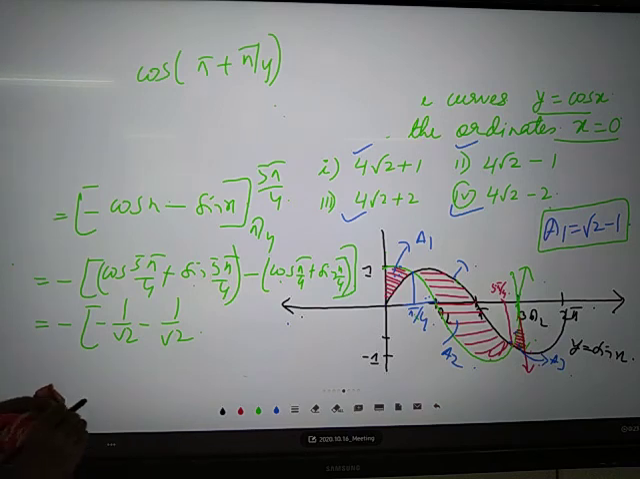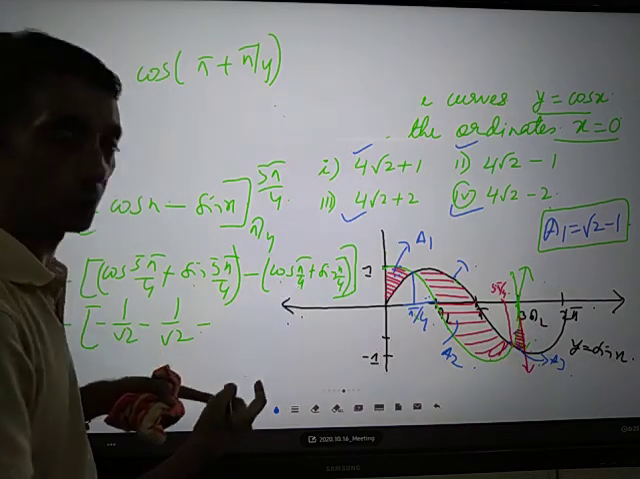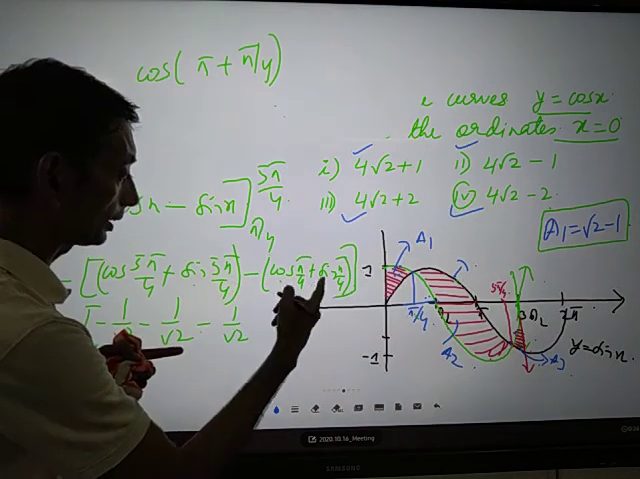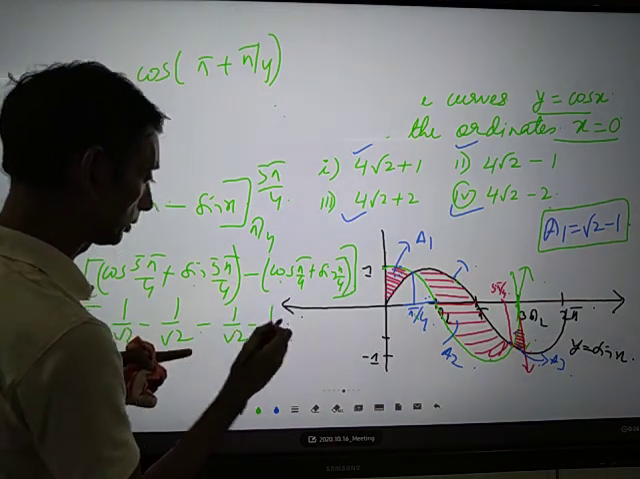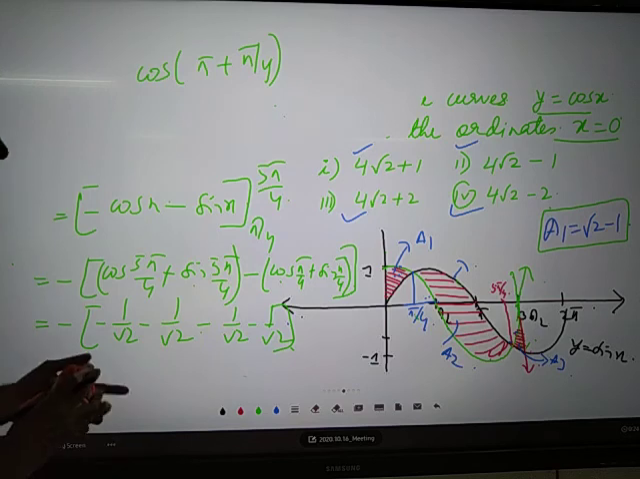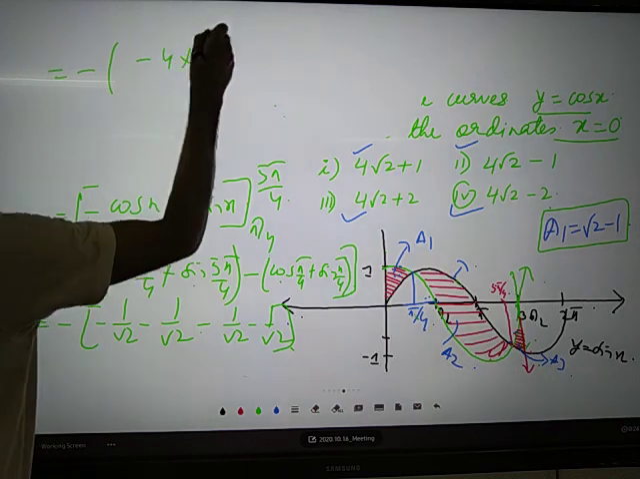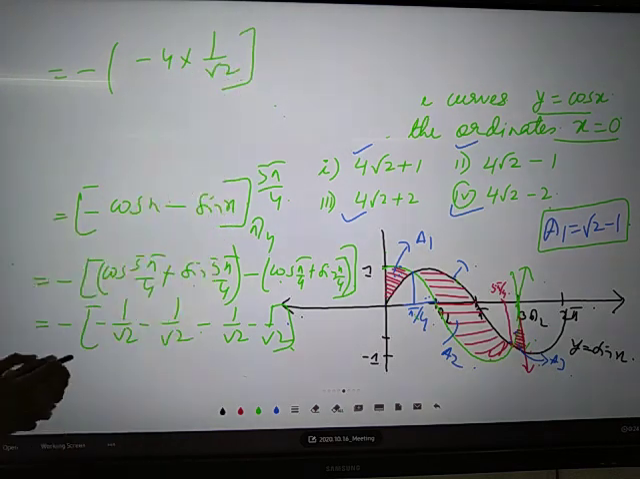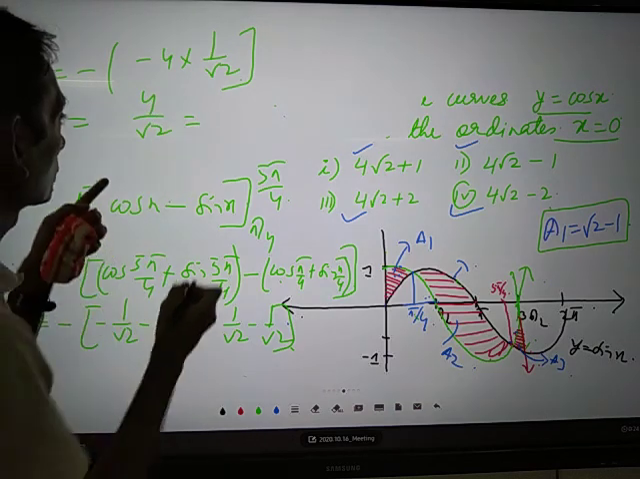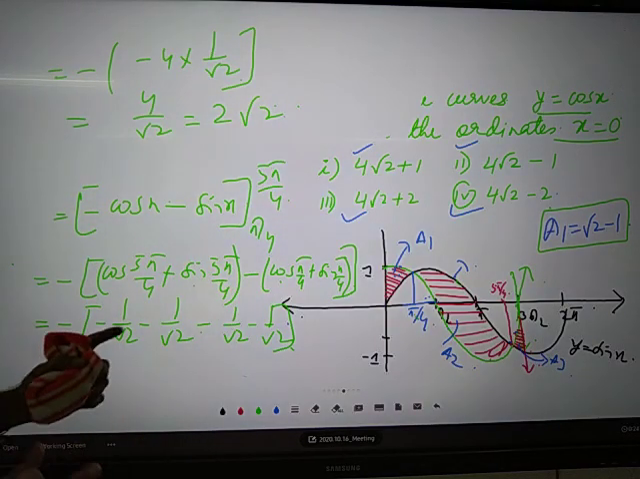Fine. Next, minus. Now what is this? This is cos pi by 4 and sin pi by 4, which have the same values. Cos pi by 4 is 1 by root 2 and sin pi by 4 is also 1 by root 2. So we got minus 1 by root 2, four times. So this gives us minus 4 into 1 by root 2. With the outer minus, it's 4 by root 2. Now if we simplify 4 by root 2, this gives us 2 root 2.